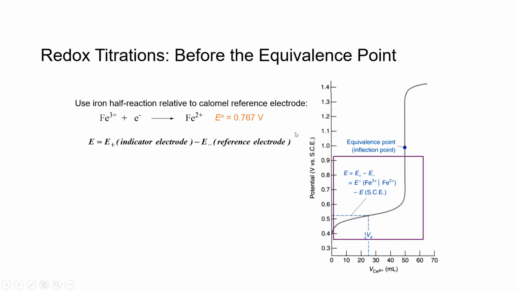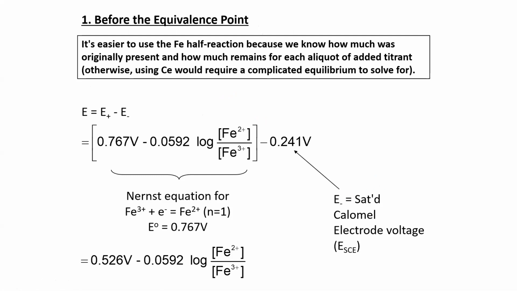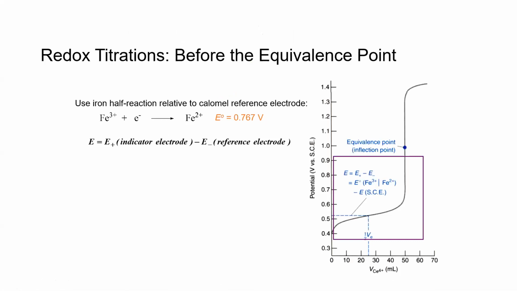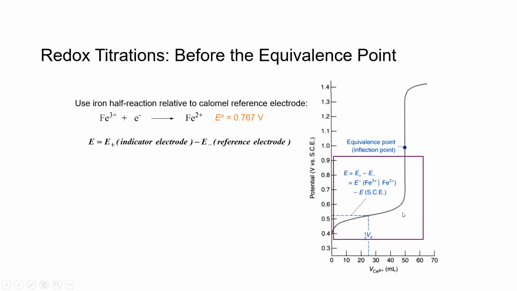So before the equivalence point, we have this value obtained for iron 2, 0.767 would be obtained before the equivalence point, and you can get the half potential, because this is the whole region of the equivalence point, but this is the half equivalence point. At the half equivalence point, this is where we have equal volume of iron 2 and iron 3 that had not been oxidized.